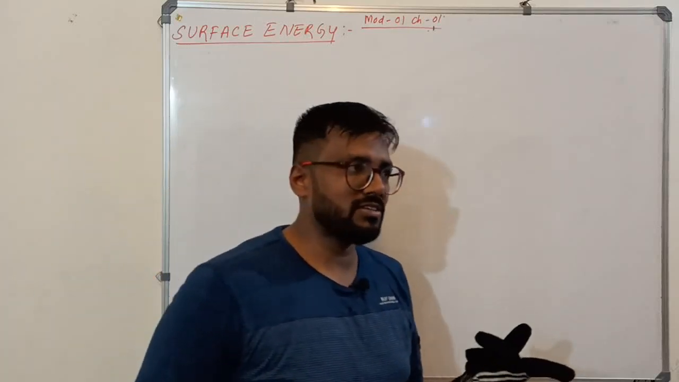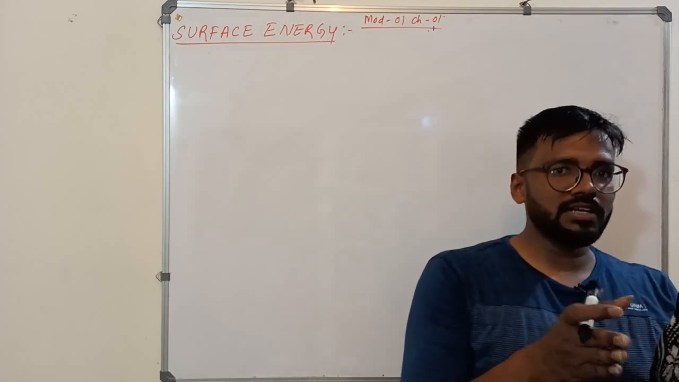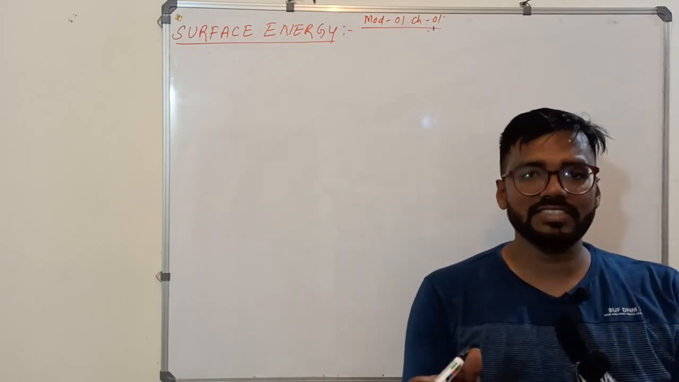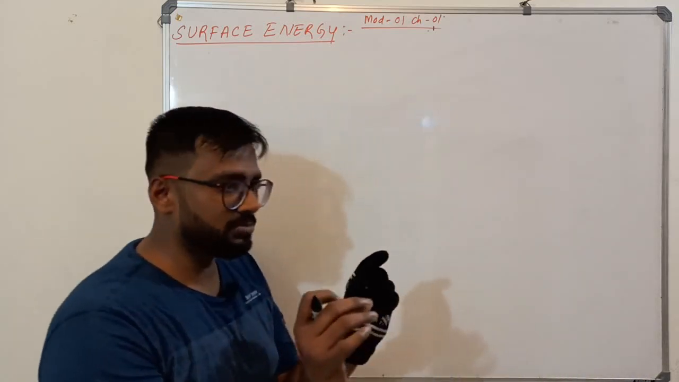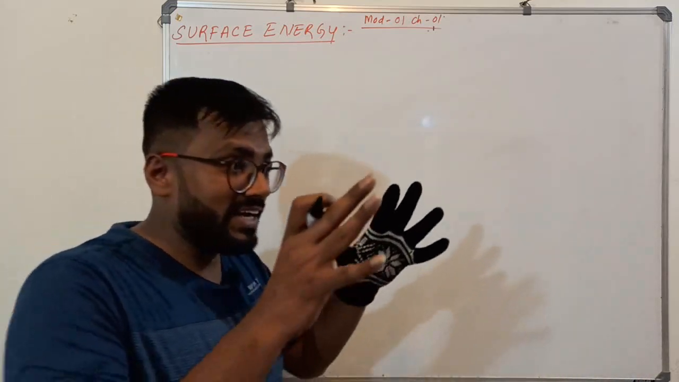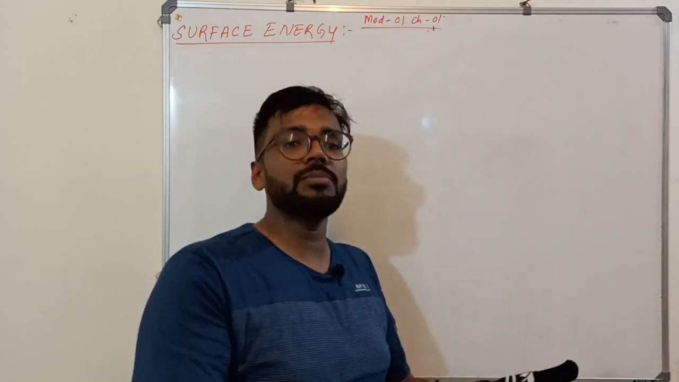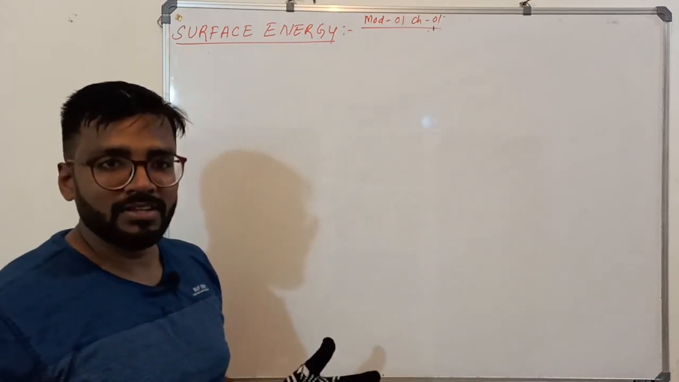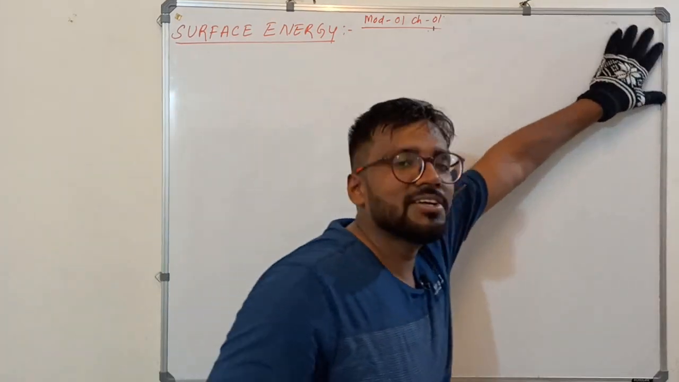So the next topic we are going to study is surface energy. Many people are confused between surface tension and surface energy. But here we will try to establish a relationship between surface tension and surface energy, and how, through this surface tension, the liquid gets the property of minimizing its surface area. So now try to understand it. Again, it's a very interesting topic.